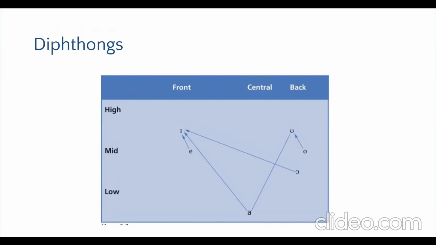Air, for where. I, for mine. Ow, for how. So those are the examples of diphthongs.